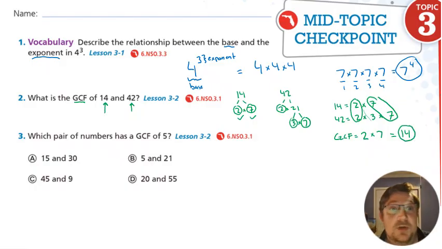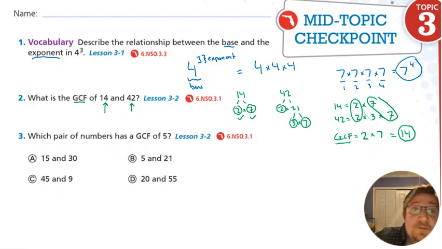So remember, 2 steps for the greatest common factor. Prime factorization of both numbers, and then circle what they have in common. Do not mix up the greatest common factor with the least common multiple. We're going to go over that on the next slide. So please, please, please don't mix those two up.